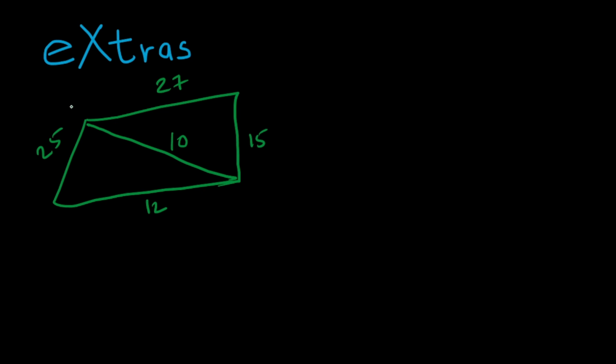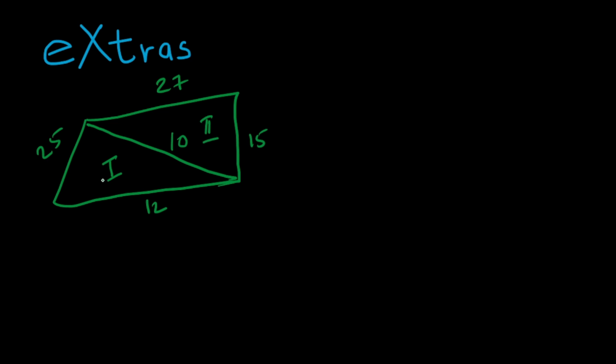In the question, they have given all these values. They have given the value of the diagonal, they have given all the values of four sides, and they have asked us to find the area of this quadrilateral, right? You can take this as triangle number 1, and this you can take as triangle number 2, right? Because the diagonal divides the quadrilateral into two triangles, right?